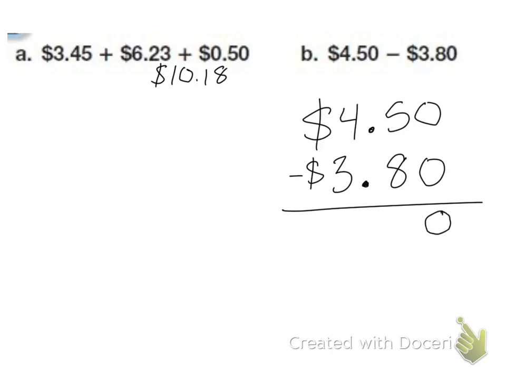I don't have enough dimes, so I'm going to borrow $1 and turn it into 10 dimes. So now I have 15 minus 8. 15 minus 8 is 7. Then I'm going to drop the decimal straight down, and I do 3 minus 3 is 0. So my answer to this problem is 70 cents. The 0 to the left of the decimal shows me that I don't have any dollar bills.